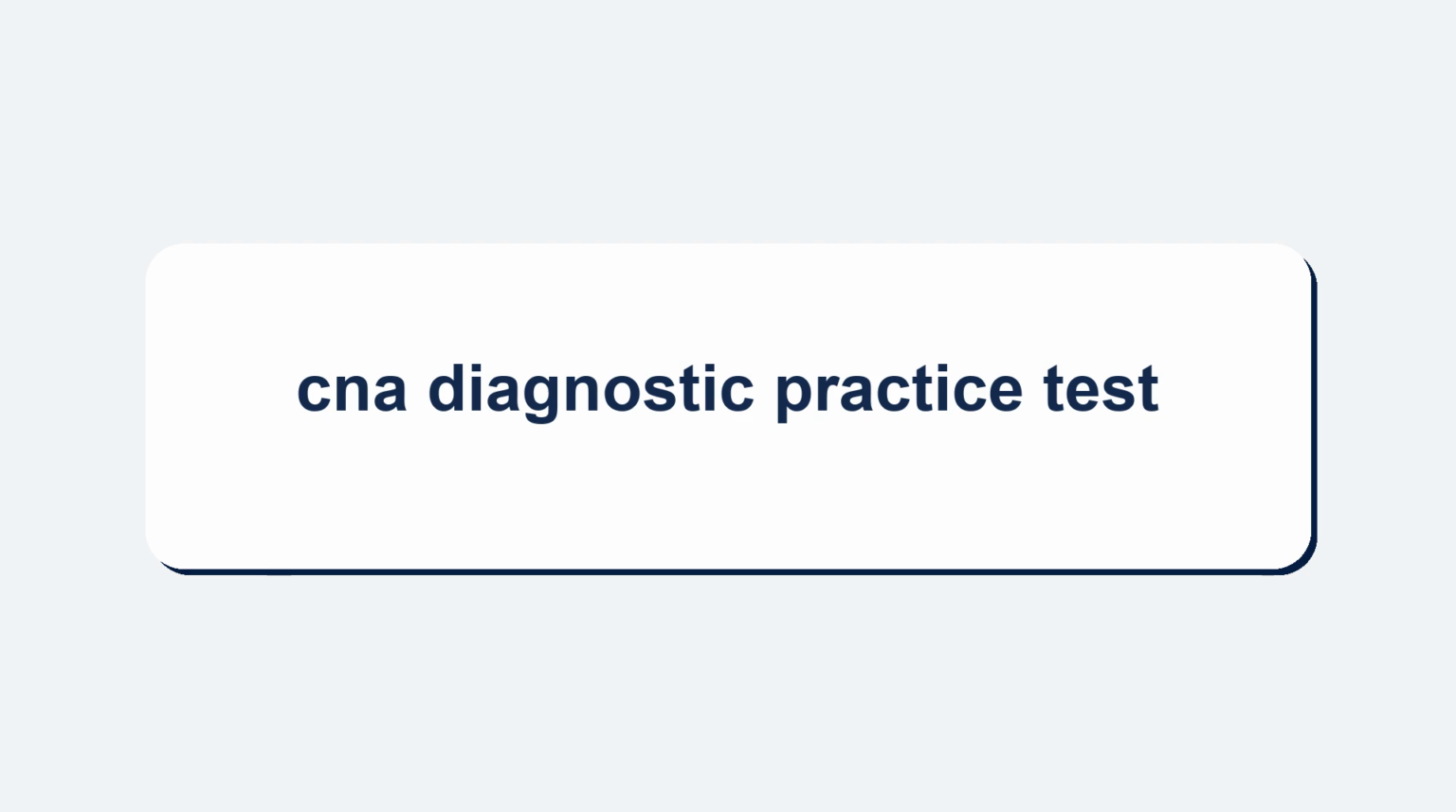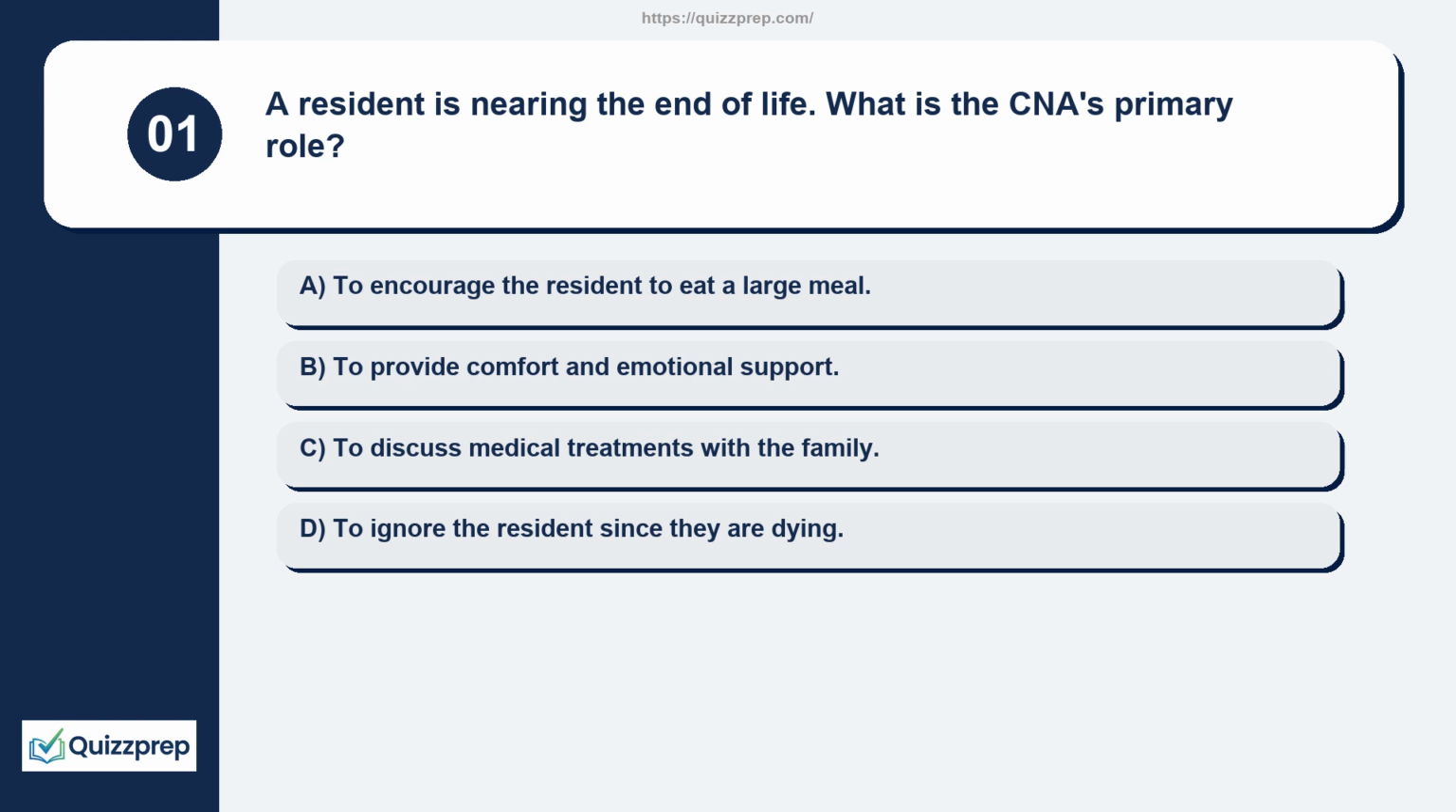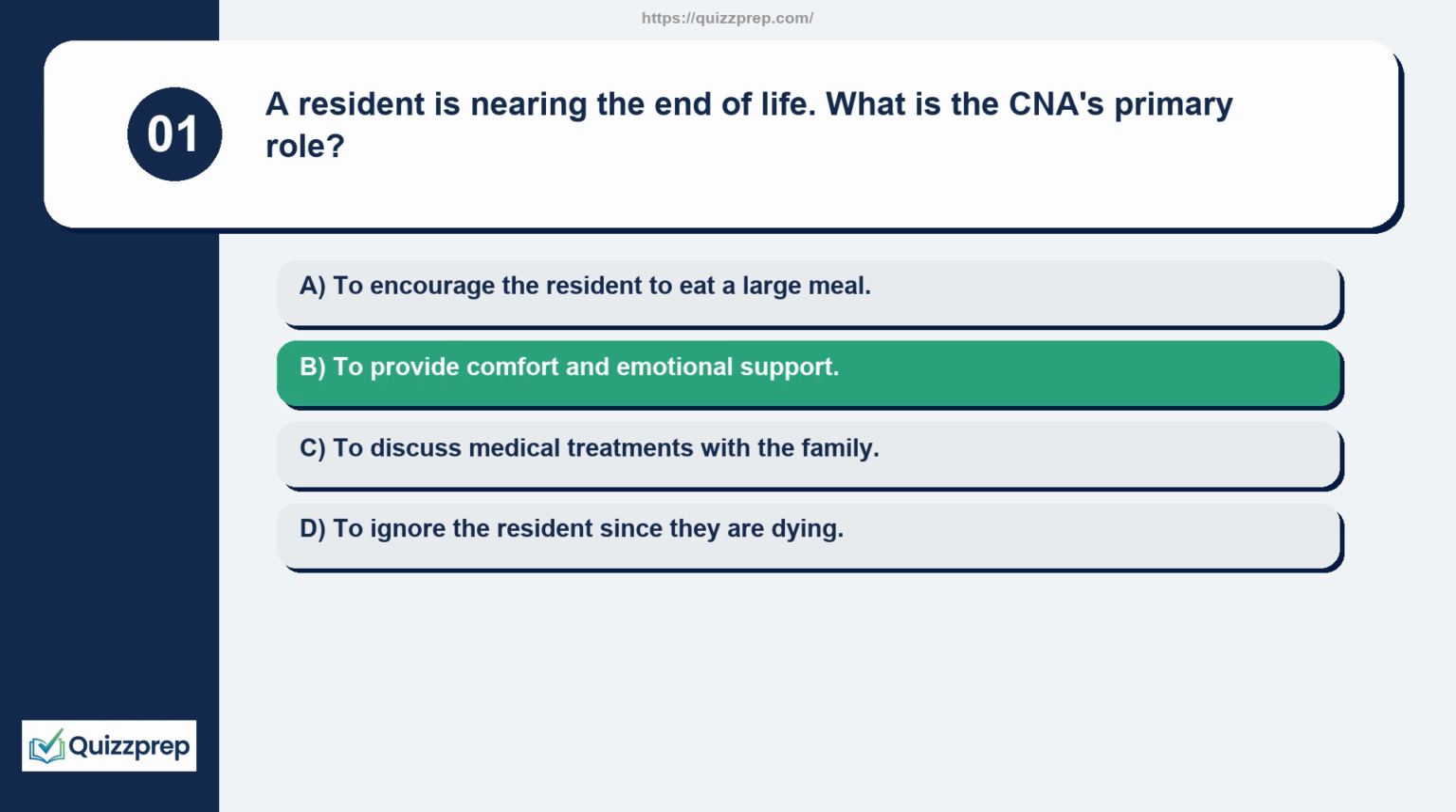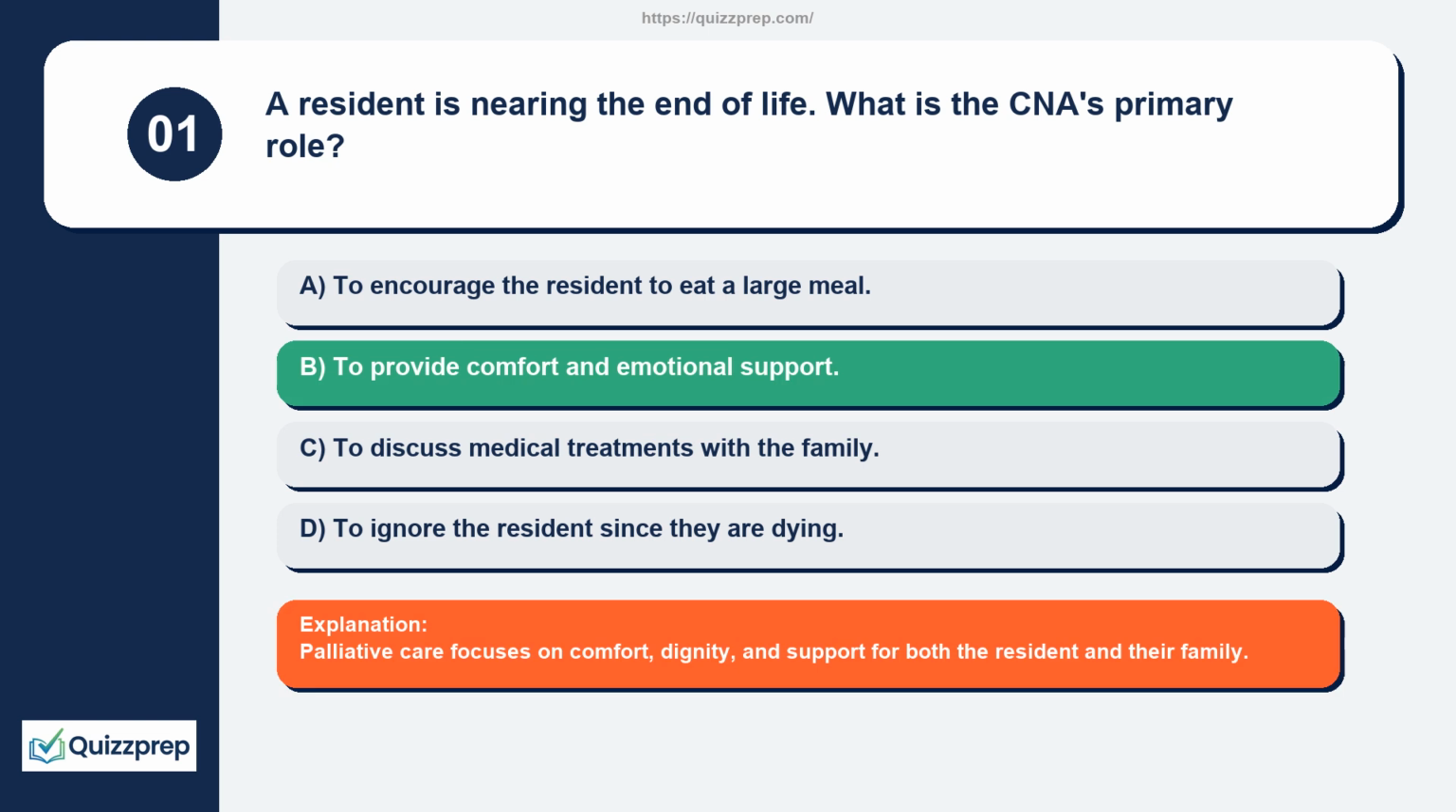CNA Diagnostic Practice Test. Question 1. A resident is nearing the end of life. What is the CNA's primary role? To encourage the resident to eat a large meal, to provide comfort and emotional support, to discuss medical treatments with the family, to ignore the resident since they are dying. Palliative care focuses on comfort, dignity, and support for both the resident and their family.